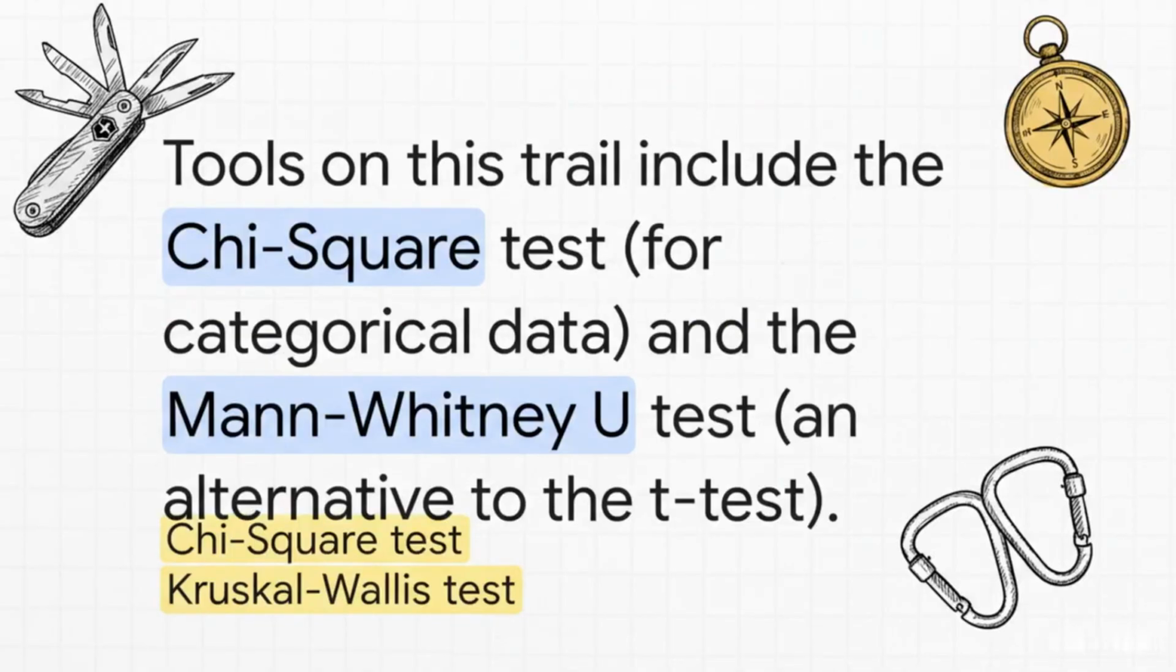And the tools you'll find on this trail include things like the chi-square test, which is perfect for categorical data. Then there's the Mann-Whitney U-test, which is kind of like the non-parametric alternative to the t-test, and the Kruskal-Wallis test, which steps in as the alternative to ANOVA.